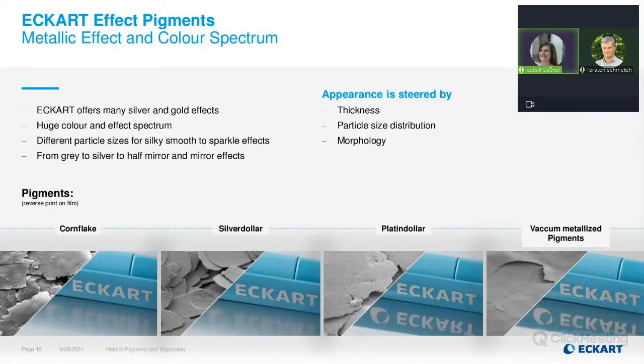And this is representing, so the reflection is representing the effect the pigment quality achieves when printed reverse on a film. And it's getting from here to there to the VMP pigment, quite more clear and more mirror-like. And it's one of the selections, one of our huge color and effect spectrum we have in our portfolio.